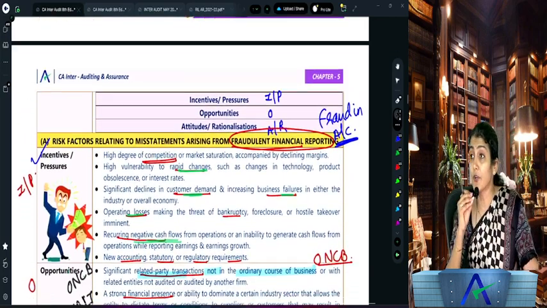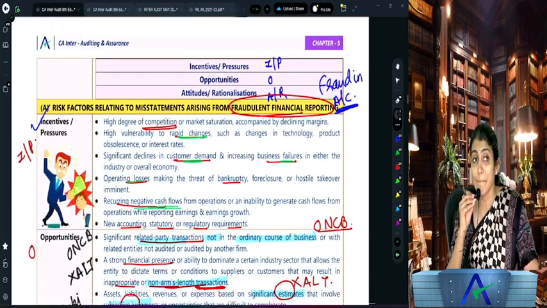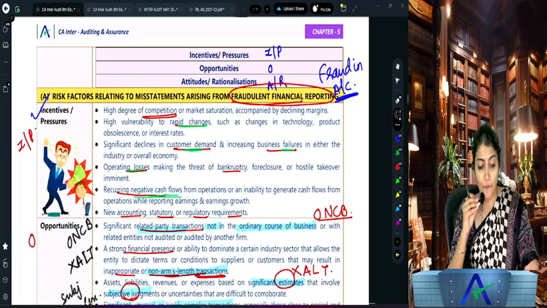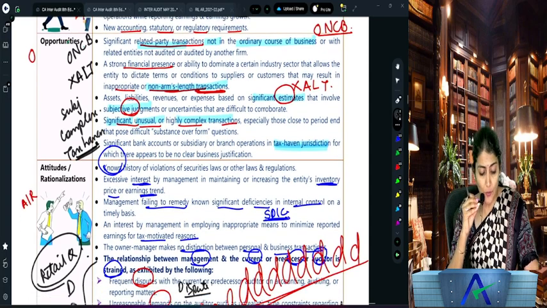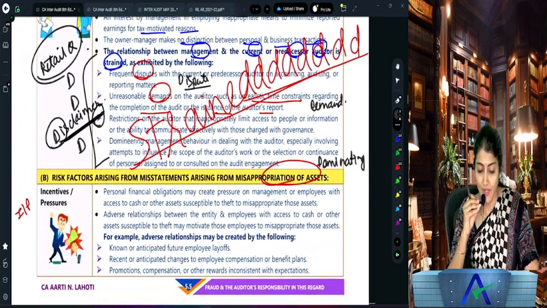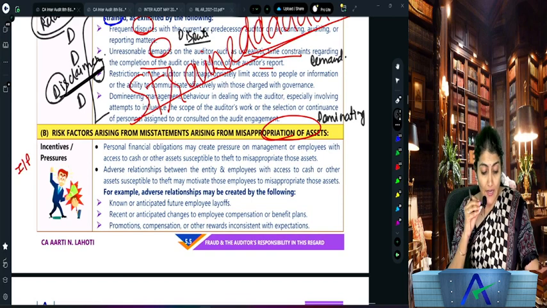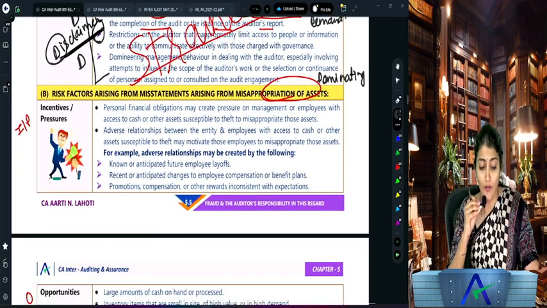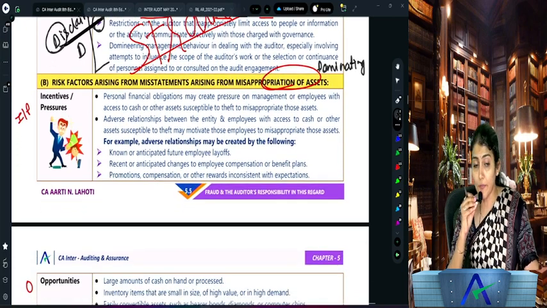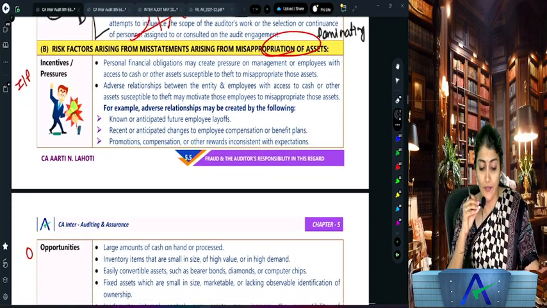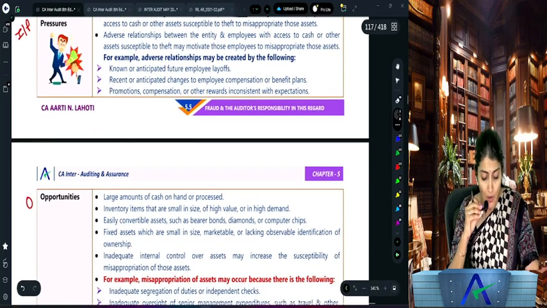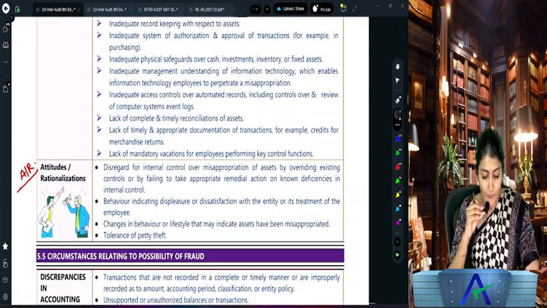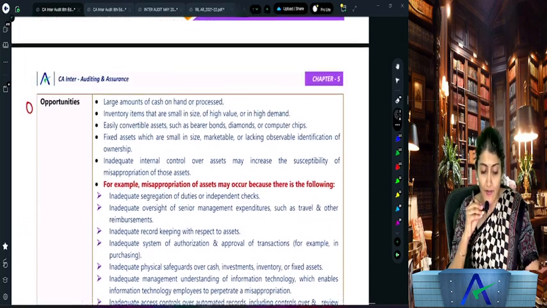Why would a company commit fraud in the accounting? What are the incentive and pressure? What are the opportunities? And what are the attitudes and rationalizations? Right, then after that, why would a company misappropriate its assets? What is the incentive or pressure? What is the opportunity? And what is the attitude and the rationalization?